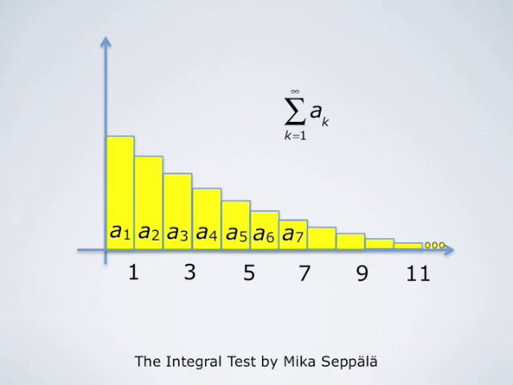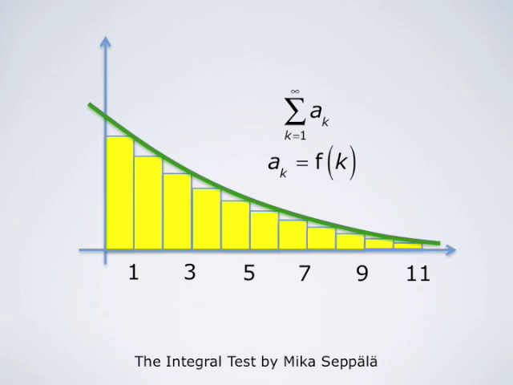Now the areas of these individual rectangles correspond to terms of this series, summation k from 1 to infinity of ak. And it is obvious that the series converges if and only if the combined area of these yellow rectangles is finite.